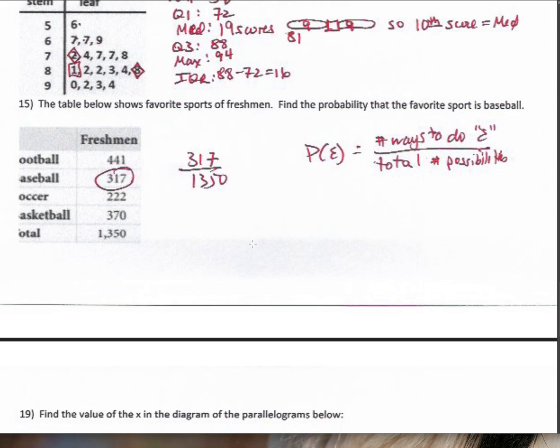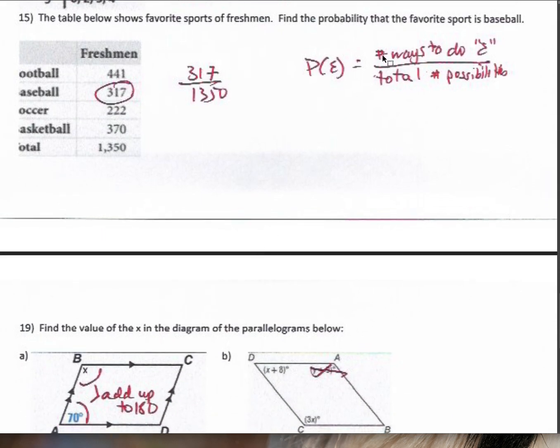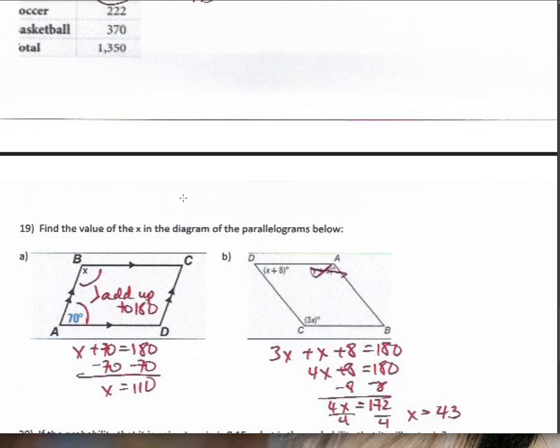Number 15, the table below shows the favorite sports of freshmen. Find the probability that the favorite sport is baseball. Well, the probability of any event occurring, E, is the number of ways to do E over the total number of possibilities. So there are 317 freshmen that picked it out of 1,350 total.